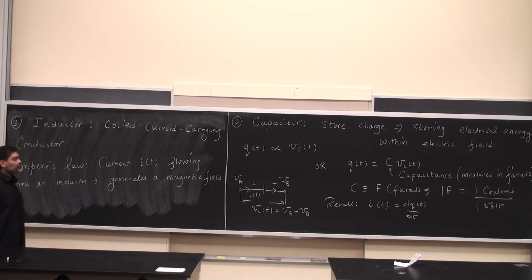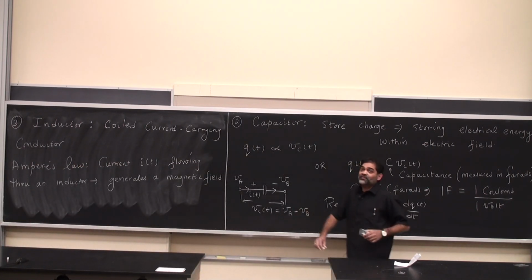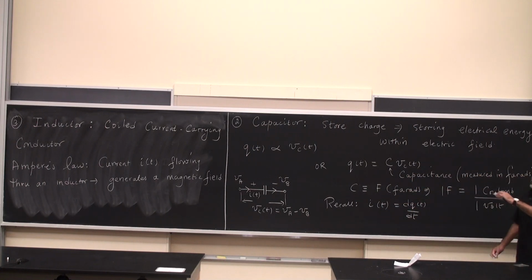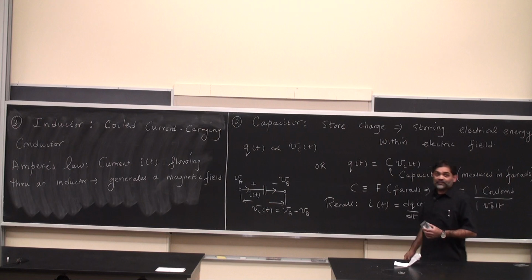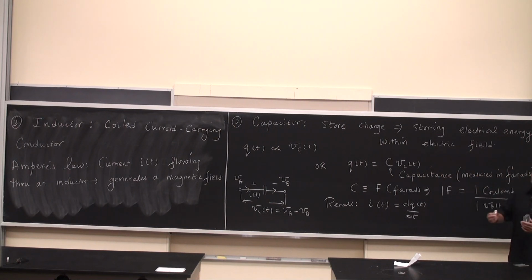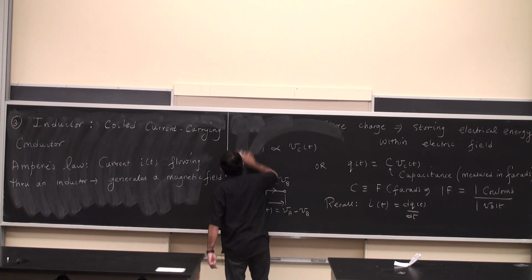Same idea: if I have current flowing through a capacitor, it generates an electric field, and electrical energy can be stored in this electric field. Current flowing through an inductor generates a magnetic field. Energy can be stored within this magnetic field and of course can be used for potential purposes, our own selfish needs.